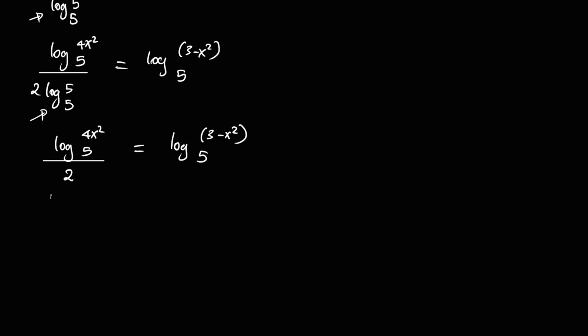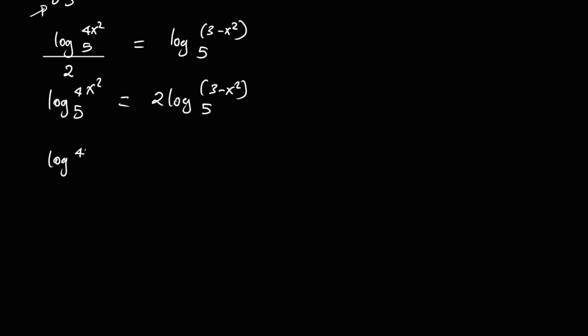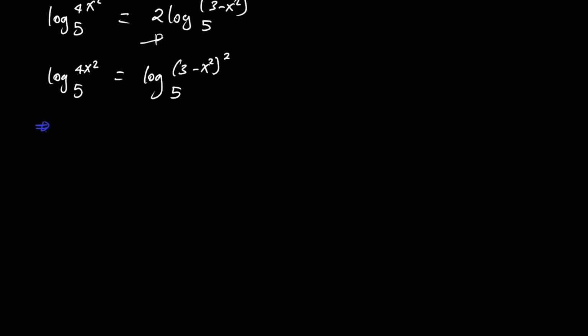On cross multiplication, you have log of 4x squared base 5 equals 2 log of 3 minus x squared base 5. This is the same as log of 4x squared base 5 equals, on reversing the power rule, log of 3 minus x squared squared base 5. Since the logarithms on either side are to base 5, based on the equality mathematical property, let's equate the arguments. This implies that 4x squared equals (3 minus x squared) squared.